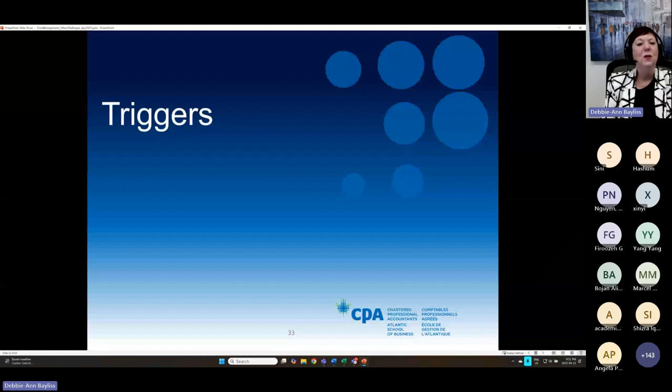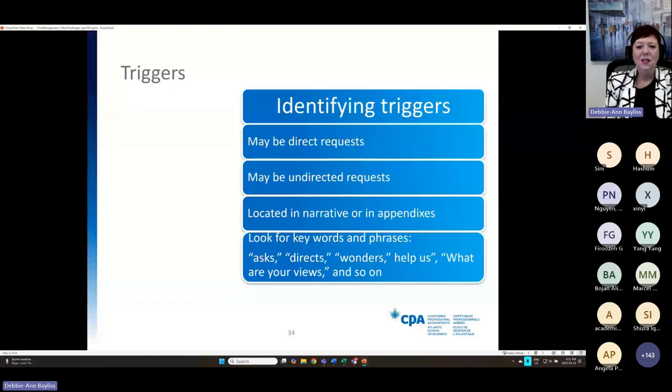So let's talk about the triggers. Okay, because you don't want to miss an assessment opportunity. So be on the lookout for triggers that indicate this is what I need to do. Some of the triggers can be direct requests or they can be indirect requests. They can be in your narrative, but they can also be in the appendices. Be on the lookout. There could be an additional required in your appendices. Look for words and phrases such as ask, directs, I'm wondering, can you help us? What are your views?